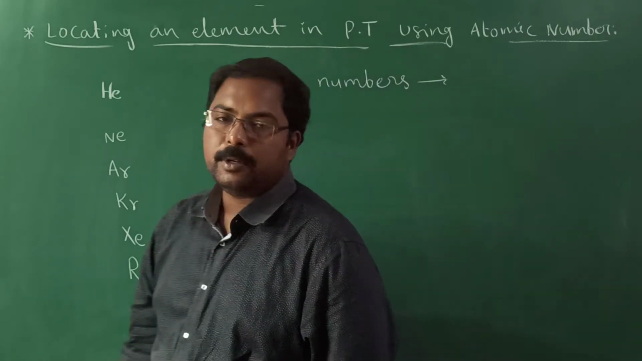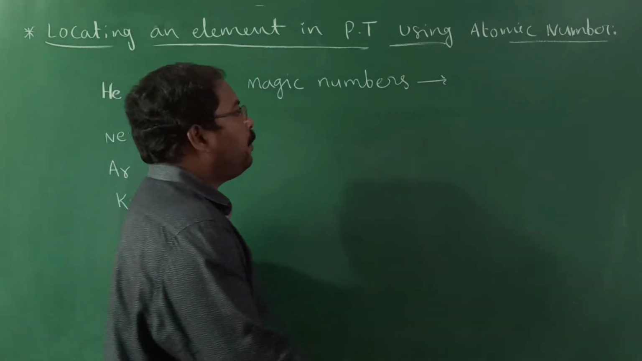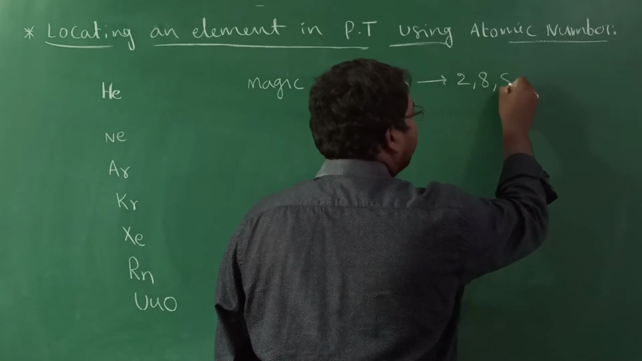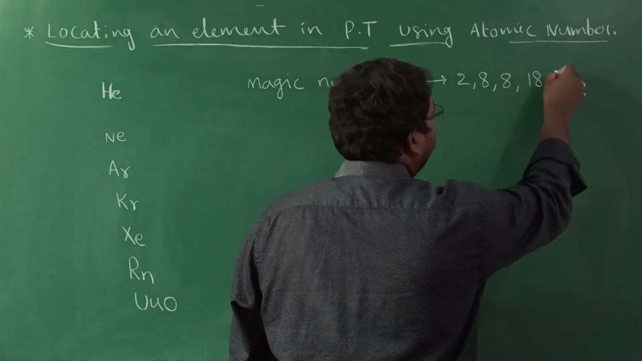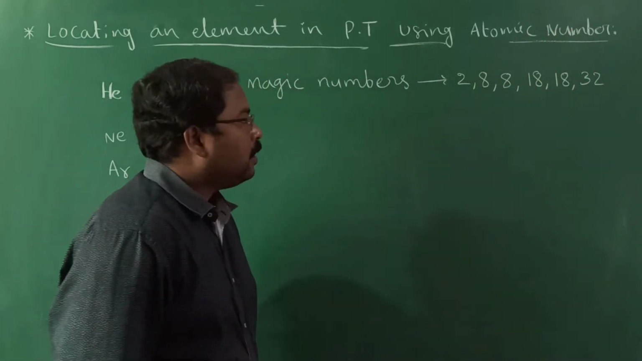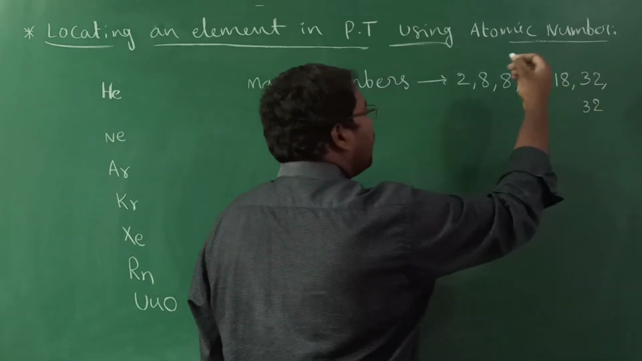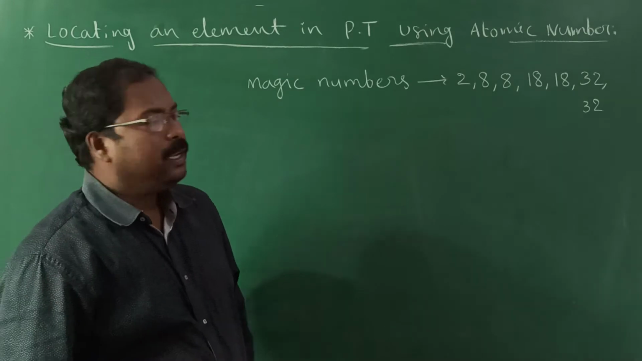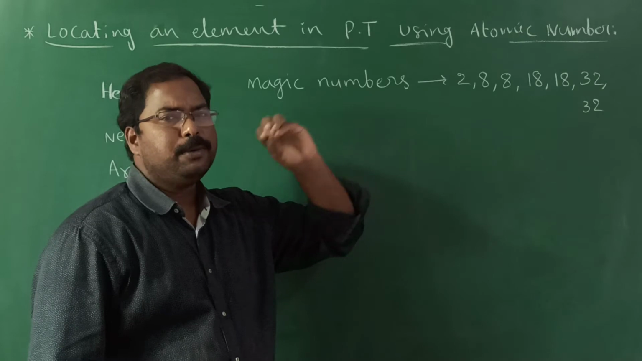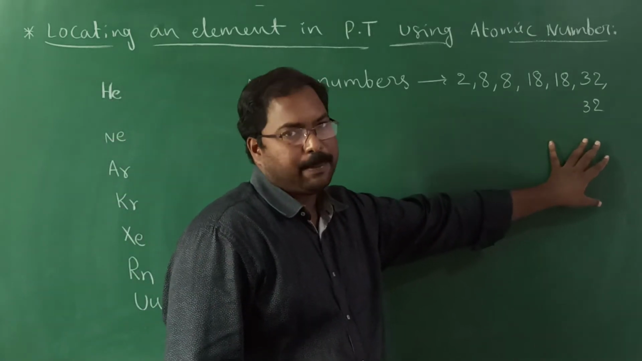Have you ever heard about these magic numbers? You may already know about this. What are the magic numbers? Generally, magic numbers are nothing but 2, 8, 8, 18, 18, 32. Next also it will be 32 only. So 2, 8, 8, 18, 18, 32 and 32 are known as magic numbers.